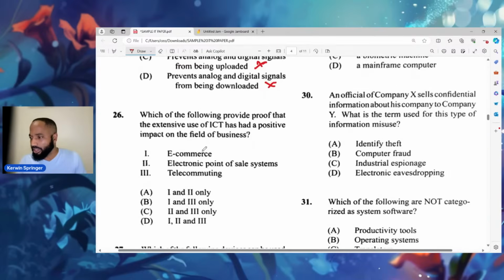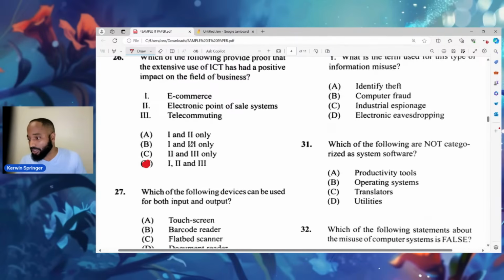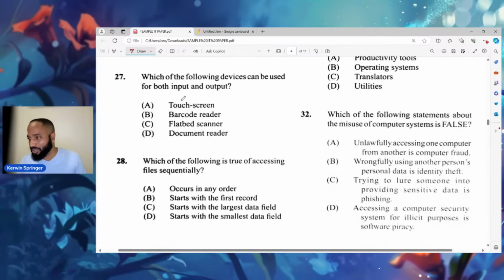Which of the following provide proof that the extensive use of ICT has had a positive impact on the field of business? I would say everybody getting touched up right now. E-commerce, electronic point of sale, and telecommuting, yes. Why did they start coming up with lame words like telecommuting? Which of the following devices can be used for both input and output? Touch screen.